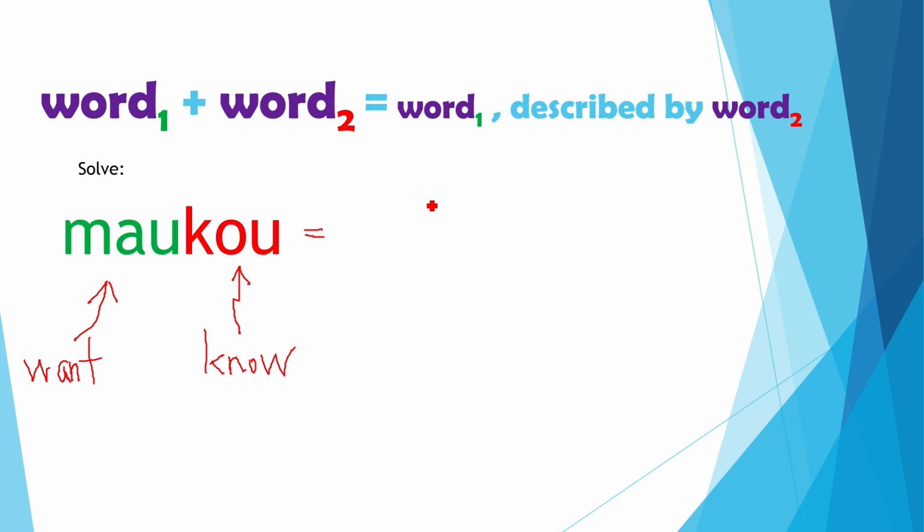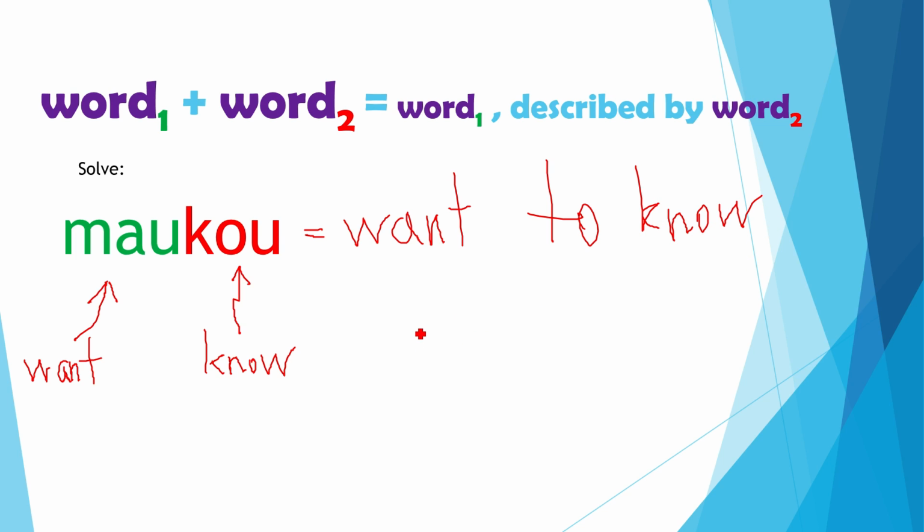Okay? So that's why Kou describes Mao here. It answers the question, what do you want? And the person says, I want to know. That's why Mao Kou simply means want to know.